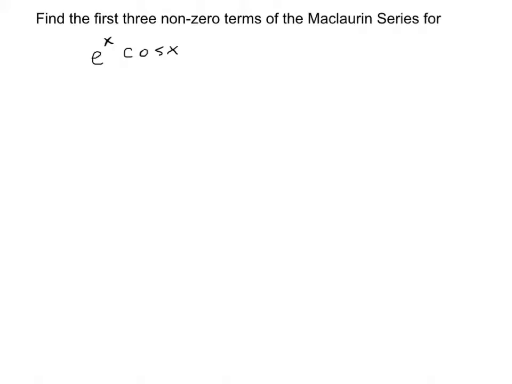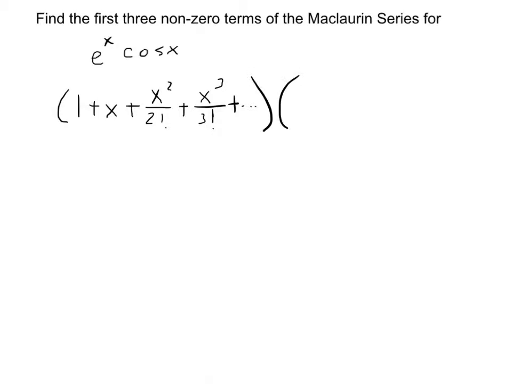The way that this is going to work is we're going to write down the Maclaurin series for this and the Maclaurin series for this, and then we're going to begin to mega superFOIL them together, right? So for instance, e to the x is 1 plus x plus x squared over 2 factorial plus x cubed over 3 factorial forever, times cosine, which is 1 minus x squared over 2 factorial plus x to the 4th over 4 factorial minus x to the 6th over 6 factorial, and so on.